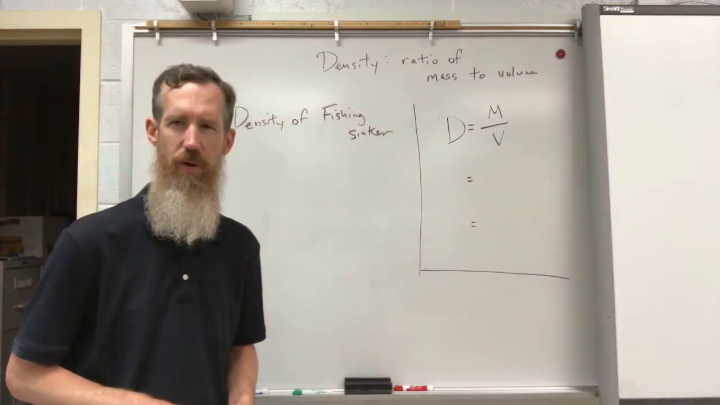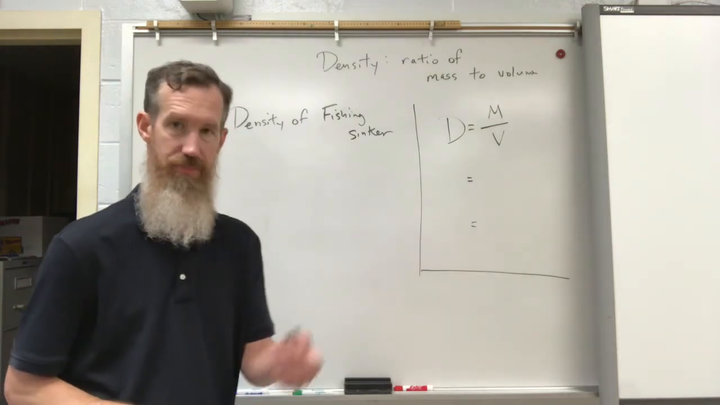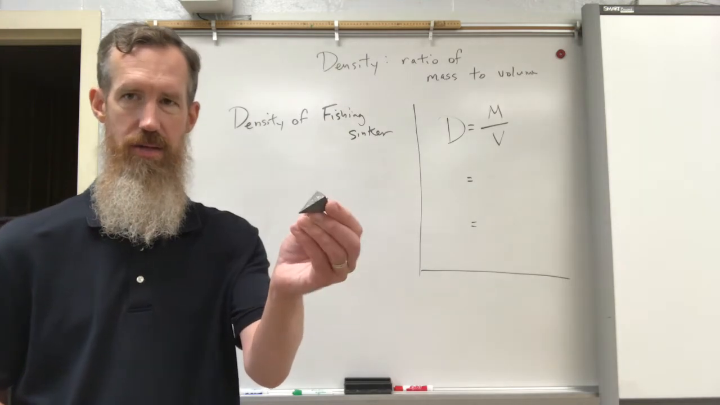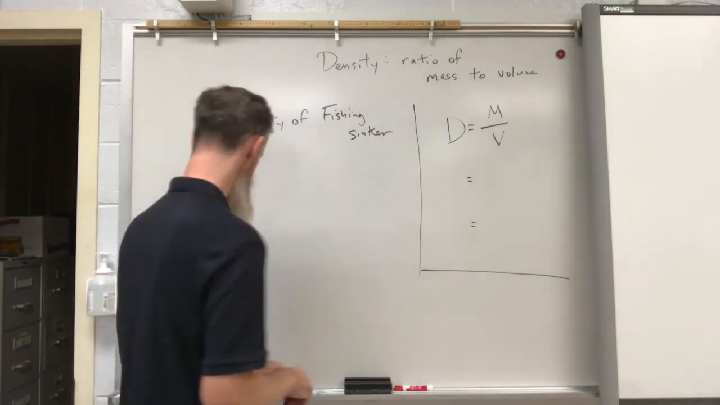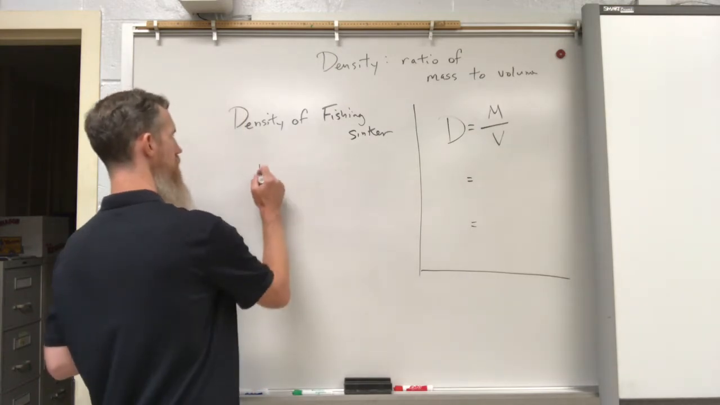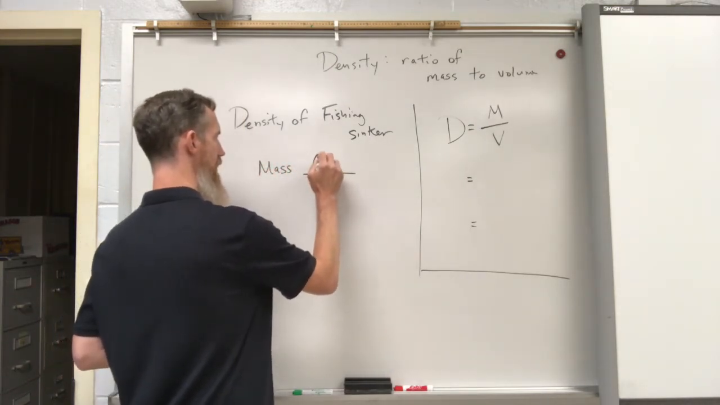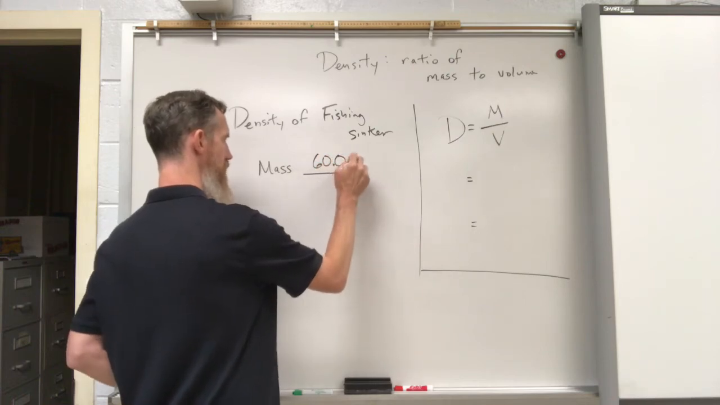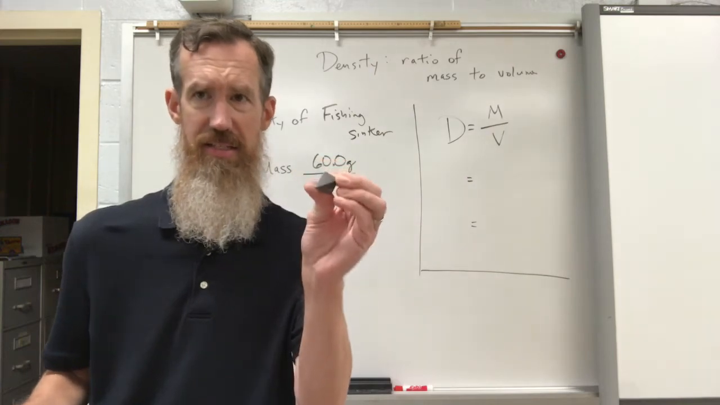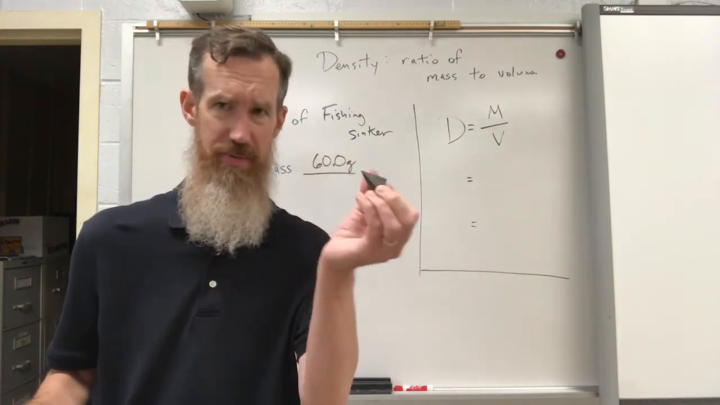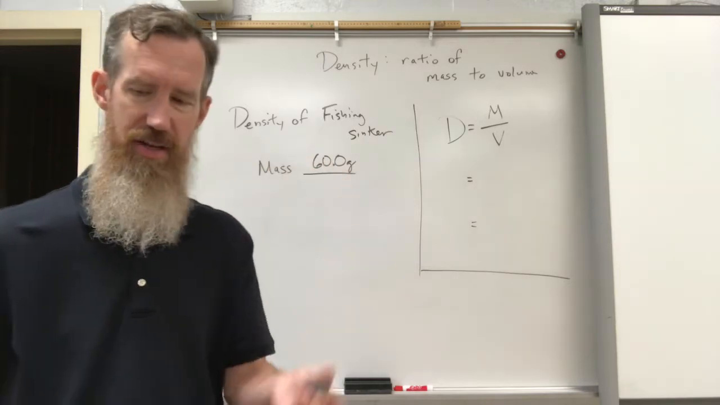Okay, so one more. What's the density of that fishing sinker that I showed you earlier? Here it is. It's got an odd shape. And in order to do this, we need the mass. I'm going to tell you right now, I put it on the scale, it's 60.0 grams. It's exactly 60. I put it on 2 different scales, it came up 60 exactly, 60.0 grams. So that's pretty easy, just putting on a scale.